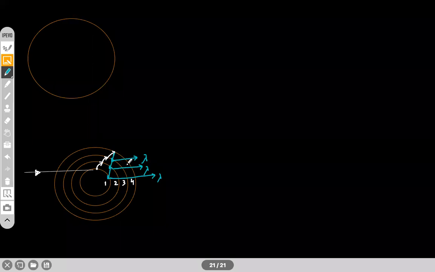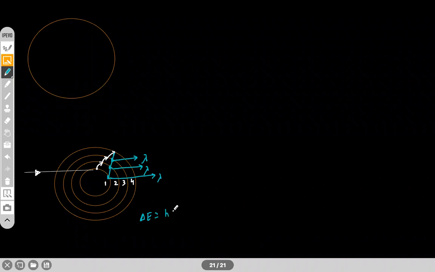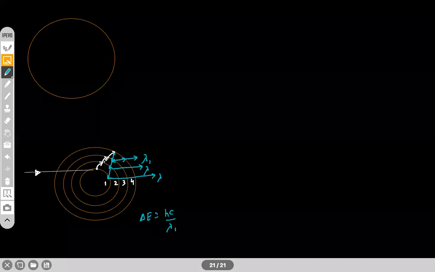Infinite number of orbits. Obviously, with this particular wavelength, the energy associated is what? Delta E is equal to hc by lambda. So if it is lambda 1, delta E is the energy difference between these two orbits, the third and fourth one. This amount of energy comes out when the electron comes down into the lower energy level. This is what Bohr suggests.